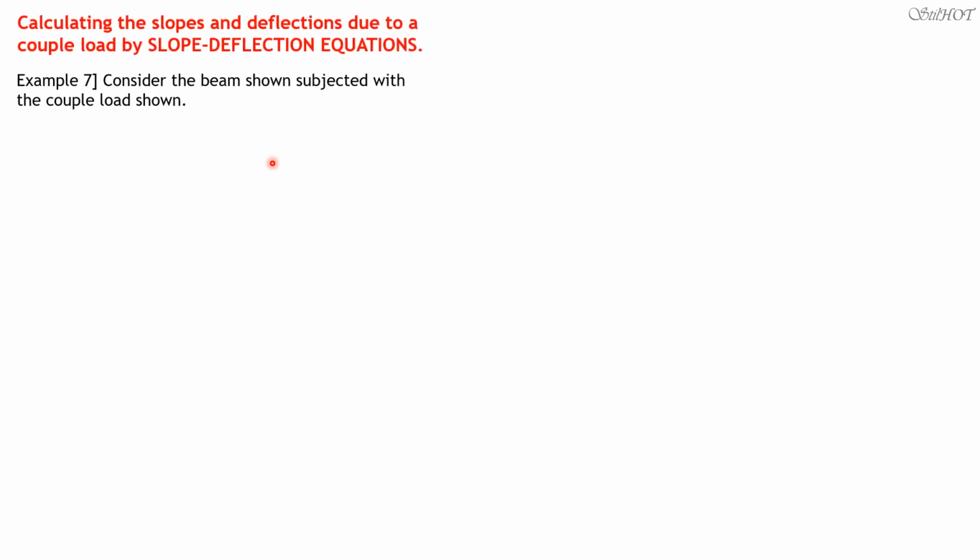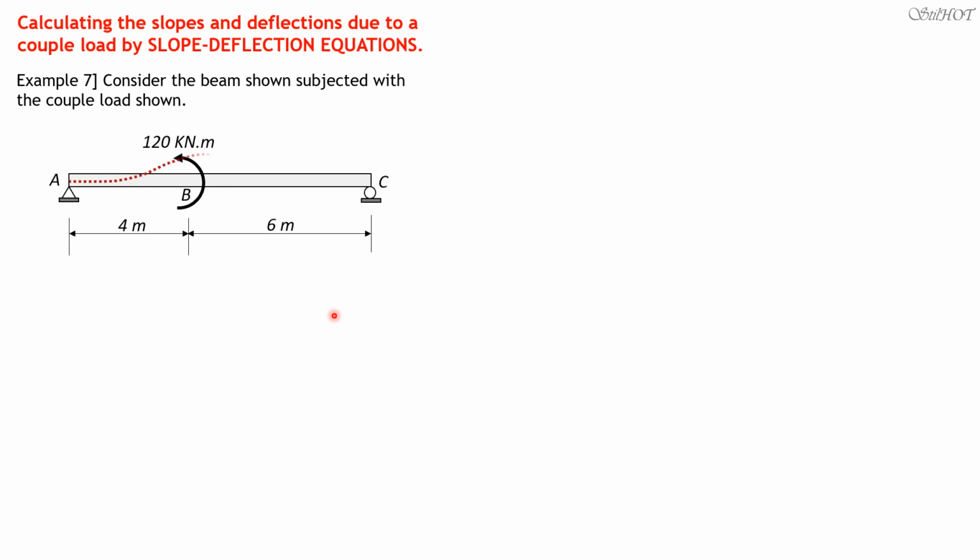As our last example, let's consider a problem where the load is a couple. So consider the beam shown subjected with a couple load. And we already computed this by the area moment theorem. Oh, sorry, the three moment equation. So this is the beam simply supported, and that's the deflected shape, and that's the expected delta B, and this will be the reactions.